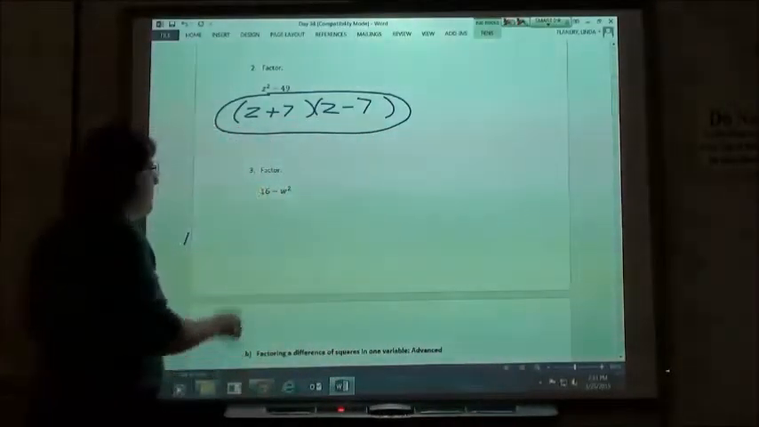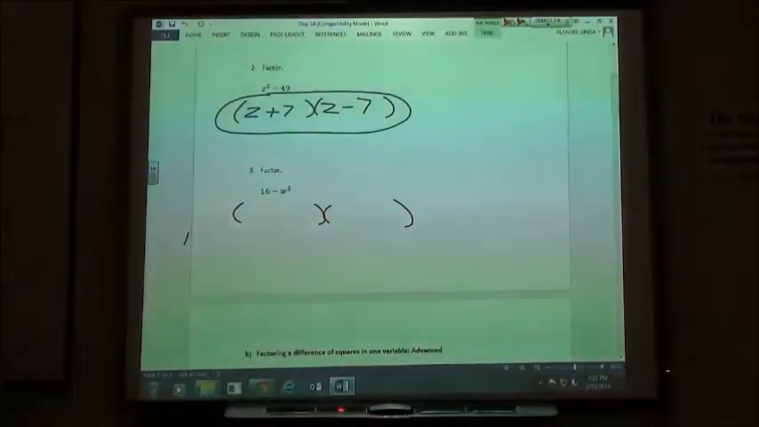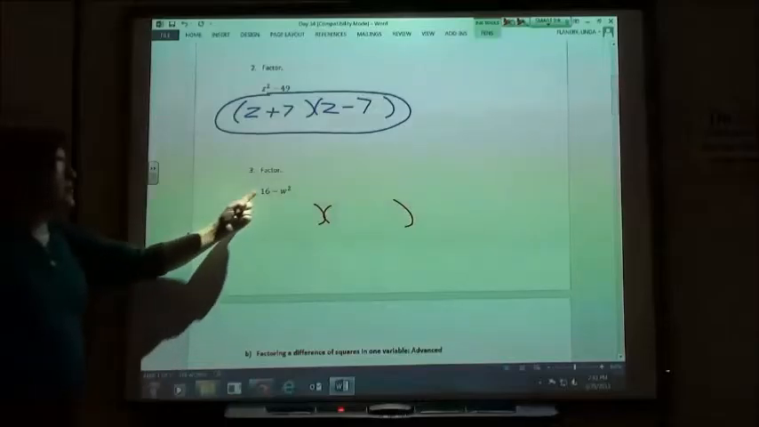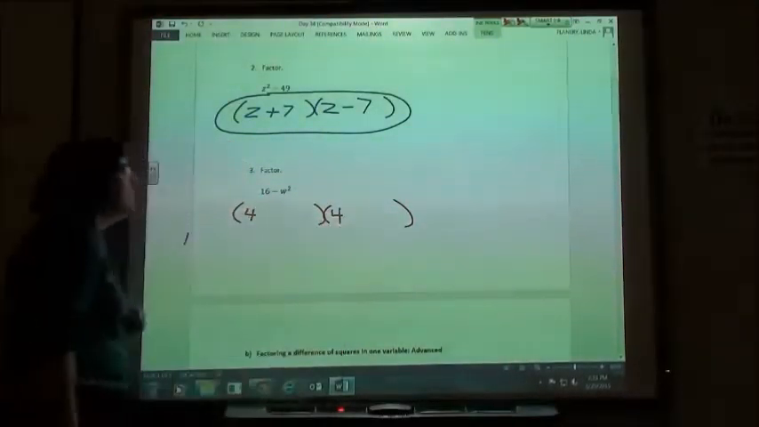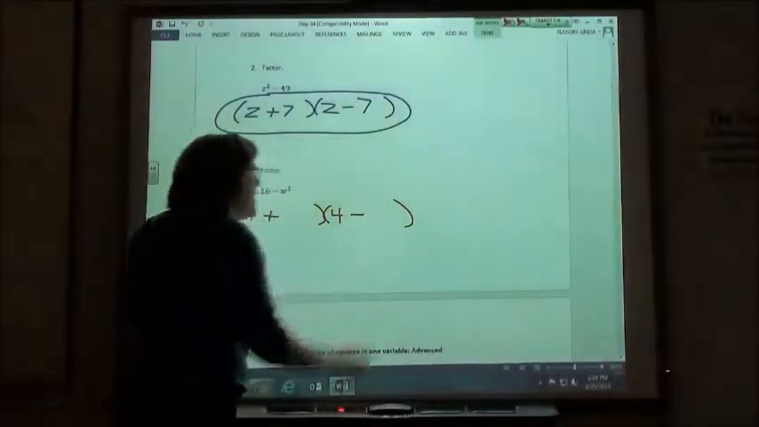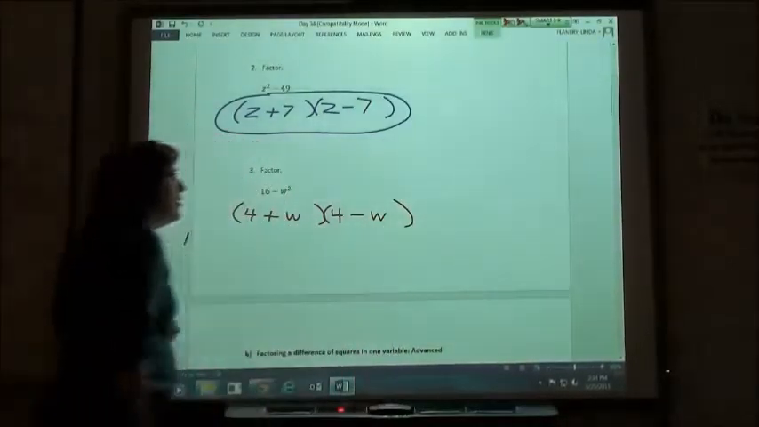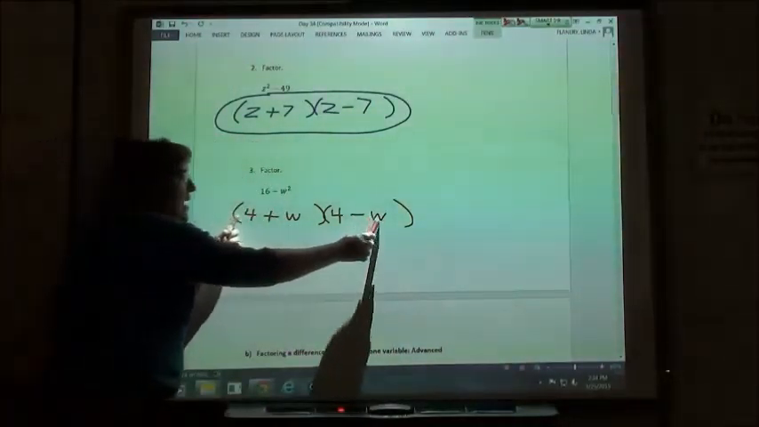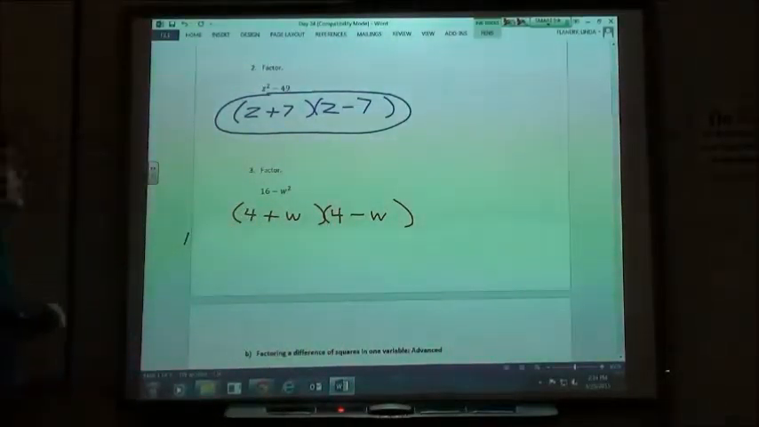Number 3, if I'm going to factor that one. Again, I'm going to have my two sets of parentheses. Factors of 16 first. 4 times 4 is 16. The end is negative, so I have a plus and a minus. Factors of w squared. W and W. So that I get a negative 4w plus a 4w, which is 0 w's in the middle.